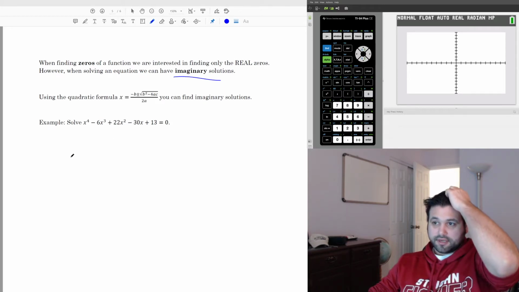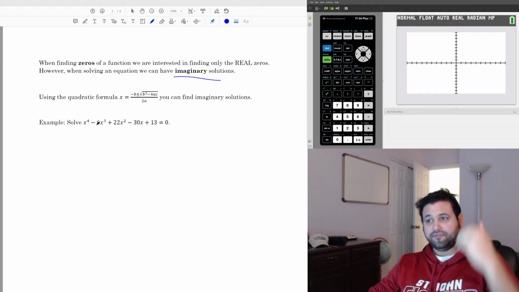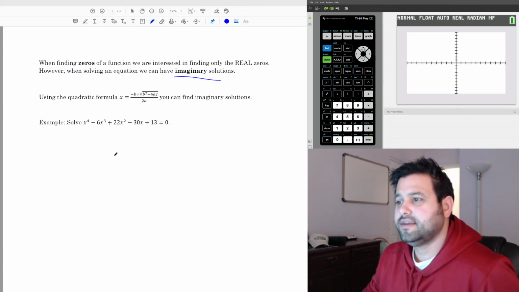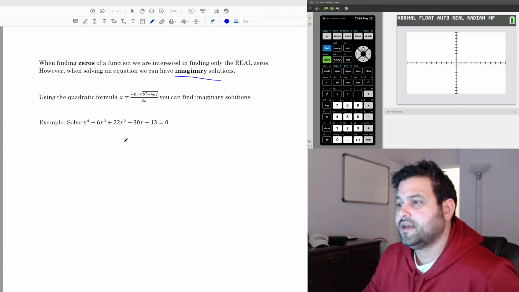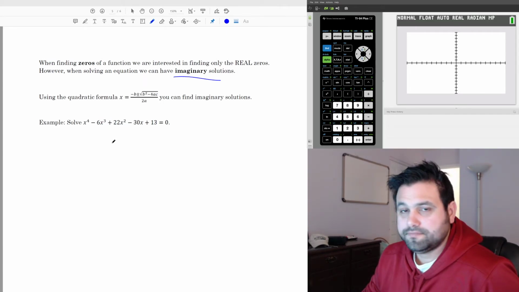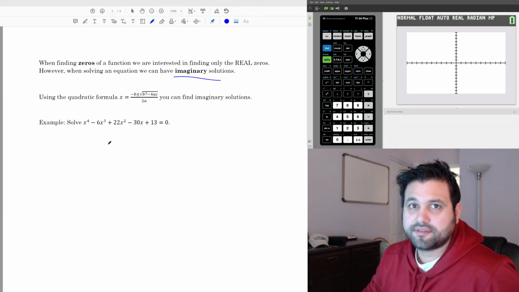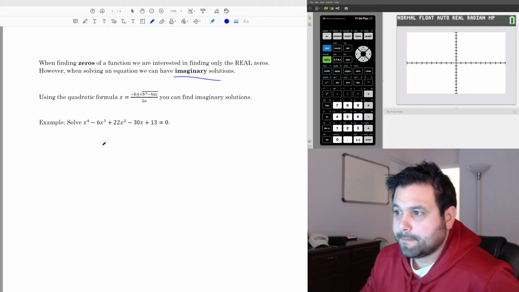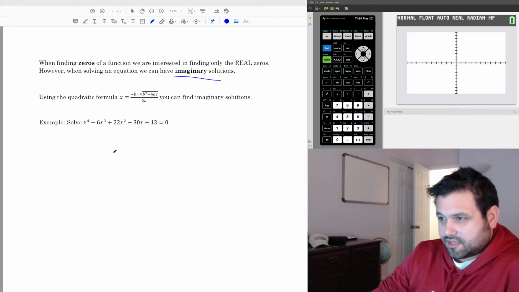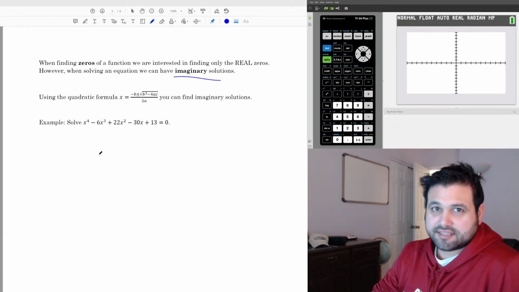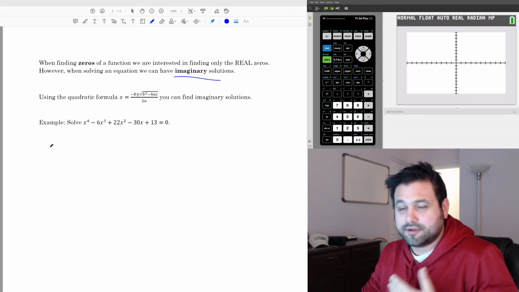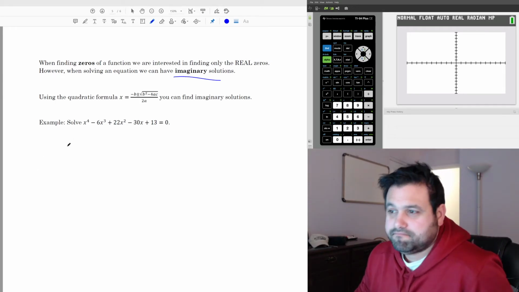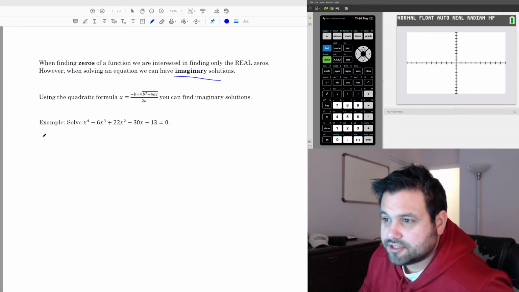So here we're going to solve x to the 4 minus 6x cubed plus 22x squared minus 30x plus 13 equals 0. We're going to solve this equation. So we're going to start with synthetic division. I'm just going to, again, kind of look at these and see if I can just test some values. So I'm going to start with 1. Sometimes -1 works. Let's go ahead and start with those. So I'll start with 1.